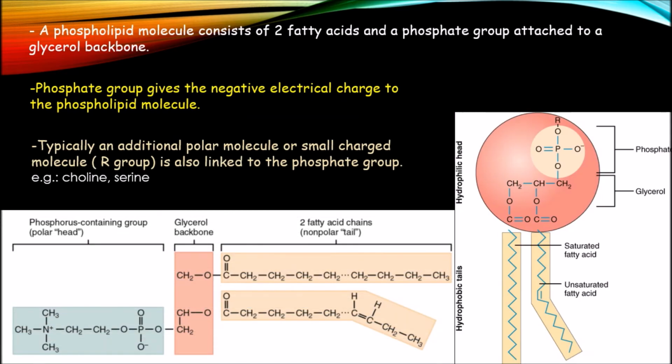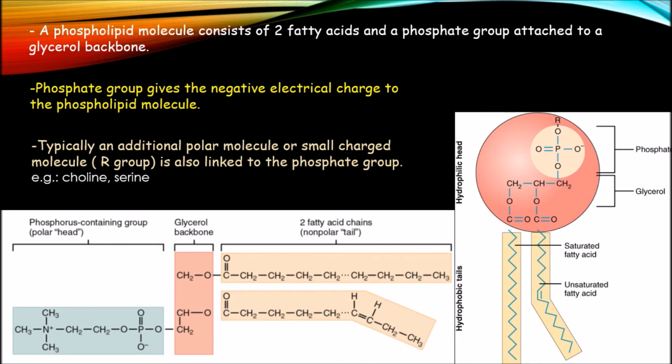Different phospholipids have different modifiers on the phosphate group. The phosphate group gives the negative electrical charge to the phospholipid molecule. Typically, an additional polar molecule or a small charged molecule is also linked to the phosphate group. For example, choline, which is a nitrogen containing compound, and serine, which is an amino acid.